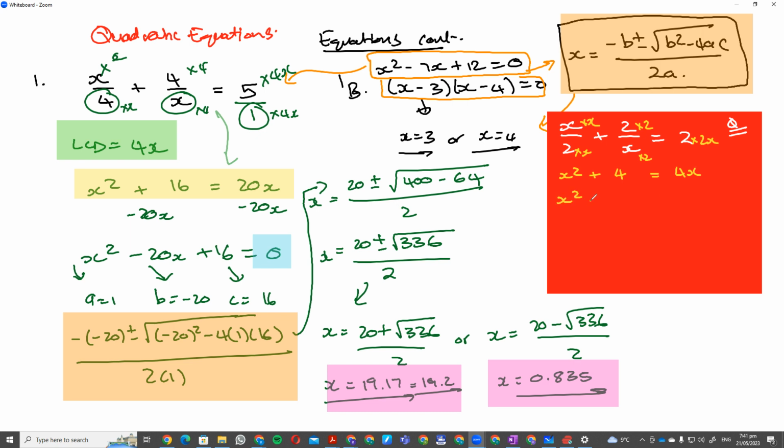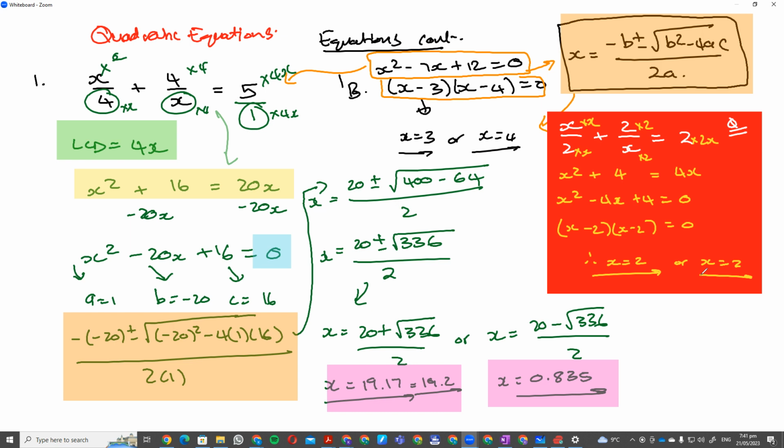Then I rearrange it like that. But it looks like this one can factorize, so I don't have to use the quadratic formula. So it'll be x minus 2, x minus 2. And so therefore, x will equal 2 twice, which is the same thing. Right, so I can just write it once. So the final answer here, x equals 2. Does that make sense? Yeah, I put 2 there, I put 2 there. 1 plus 1 is 2, so it works out.